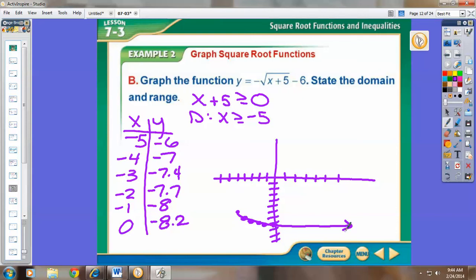Now let's talk about range. We have our domain. We know our range has something to do with -6. Now, are these numbers greater than -6 or less than -6? Why is it going to be less than as opposed to greater than? It's the direction it's going. So we're going to say that y is less than or equal to -6.